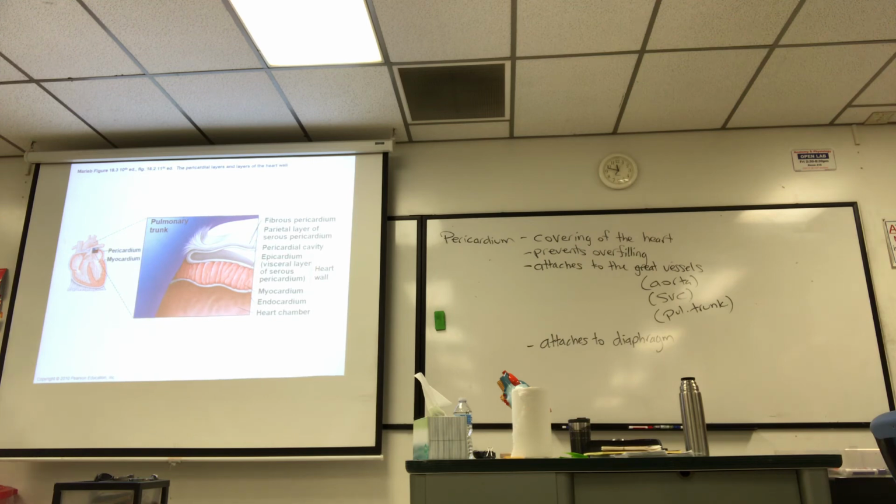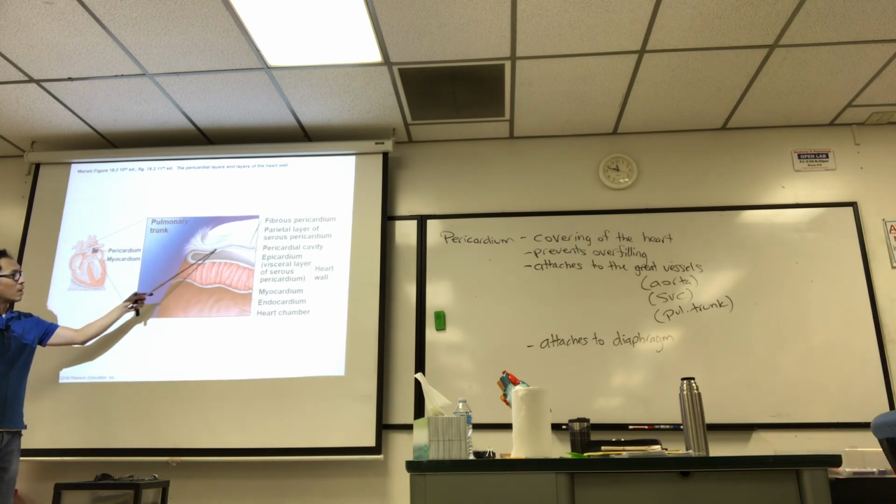So this figure is supposed to teach us the layers of the heart wall. I mean, the heart is basically like steak. It's all muscle. But we do have to notice these other things that cover it. So notice how the parietal pericardium, there's two parts. There's a fibrous part and a serous part.